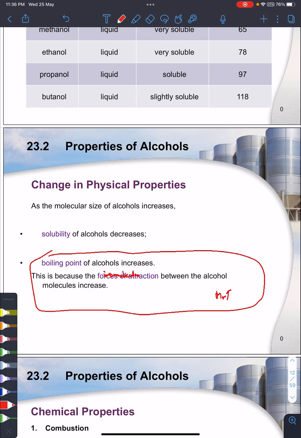As the size increases, the boiling point increases. I mean, the usual. The molecular mass increases, so the intermolecular forces are stronger now. That's the usual explanation, which is nothing exciting.